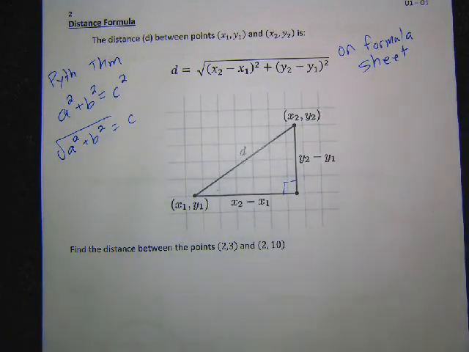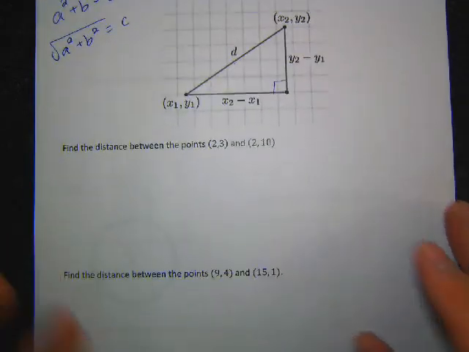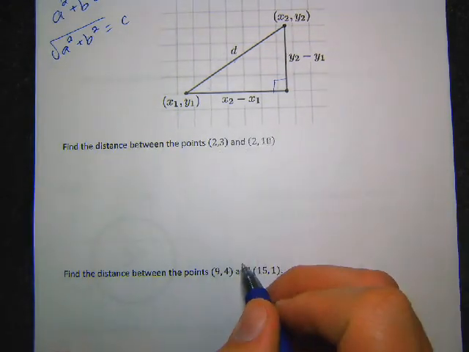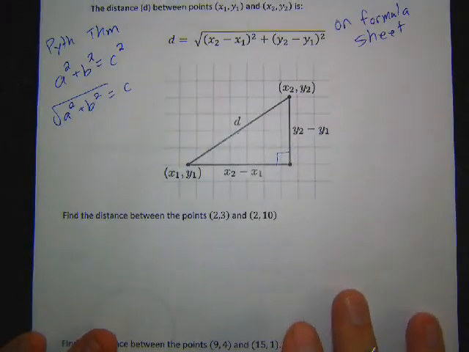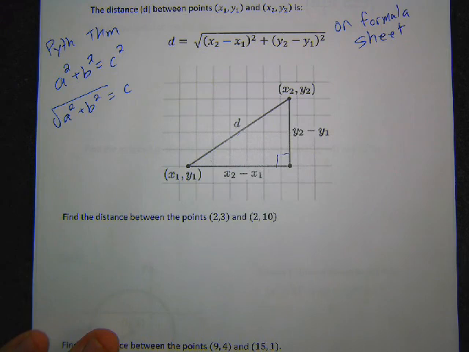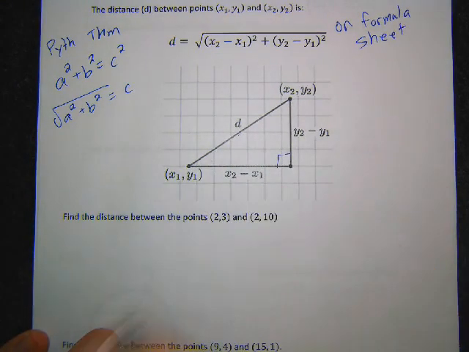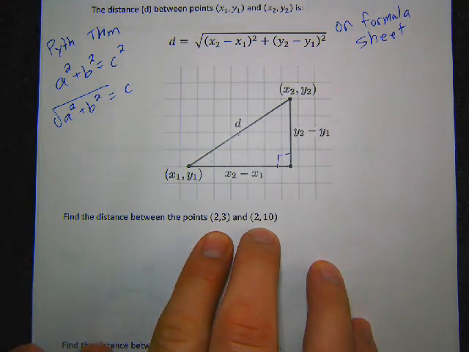And this is one of the things that'll be on there for you. Okay, so let's find the distance between the 2 points, (2, 3) and (2, 10). Now it doesn't matter which one you call x1, y1, x2, y2. Distance works whether you go left to right or right to left. So that's not really important. You just want to be consistent.